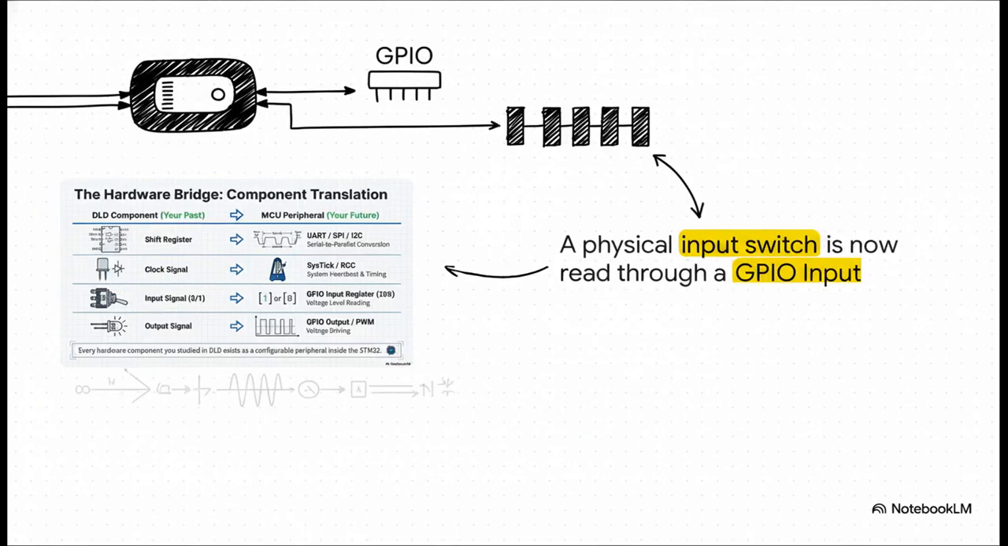Okay, how about getting input from the real world? A physical switch in DLD just gives you a high or a low voltage. In an MCU, that voltage gets read by a general-purpose input-output pin, a GPIO pin, and the state of that pin, that 1 or that 0, gets stored in something called an input data register, which, as we already know, is just a group of flip-flops. See? You're not learning a new concept, you're just learning a new name for it.